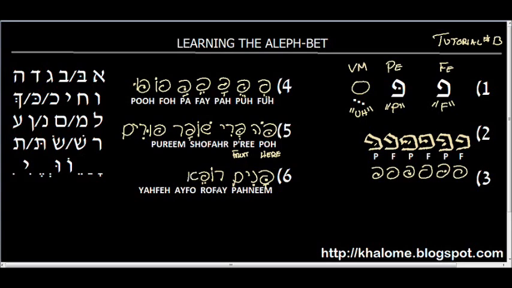So here again, just like we've seen with the yud and with the hey at the end of the word, a lot of times the final letter will work in conjunction with the previous vowel mark. So Raphael means doctor. Think of the angel Raphael, I think it's supposed to be the angel of healing.